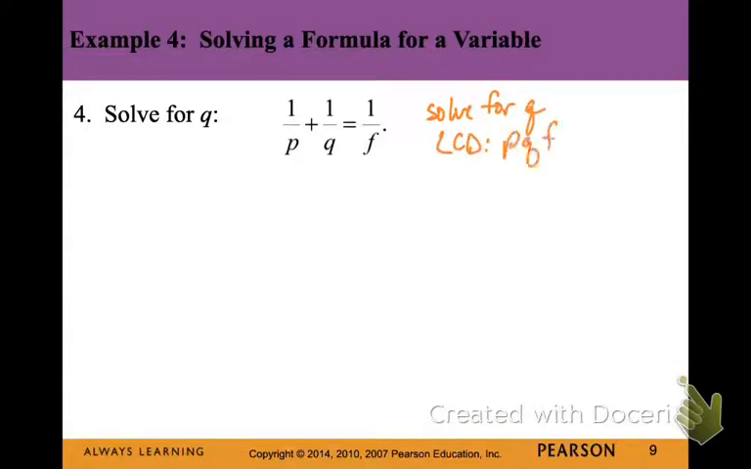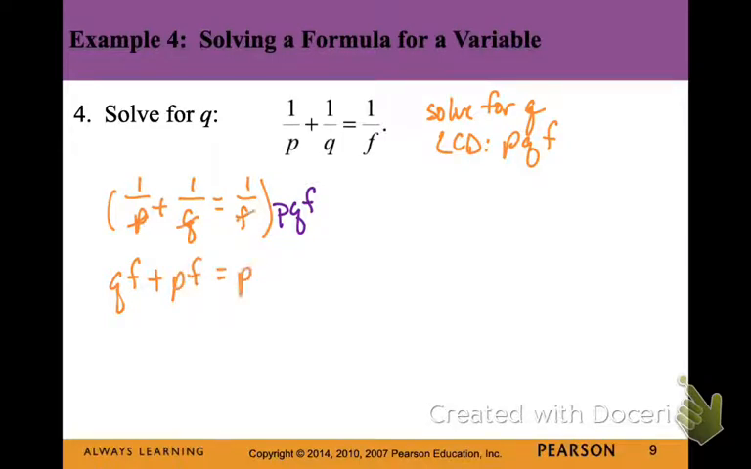So since I have fractions, I'm going to find a least common denominator and use my technique to clear those denominators, multiply by that common denominator over 1. So my common denominator is p and q and f, p times q times f. So I take all parts of that equation and I multiply by pqf over 1. So in my first expression, the p's divide out and I'm left with qf. Then my q divides out and I'm left with pf, and my f divides out and I'm left with pq.